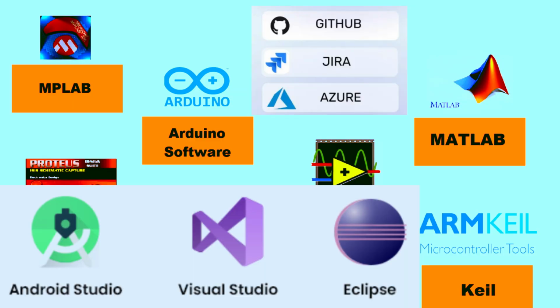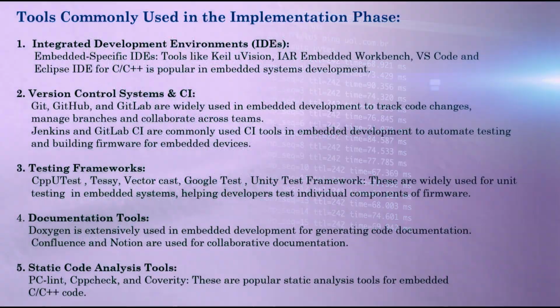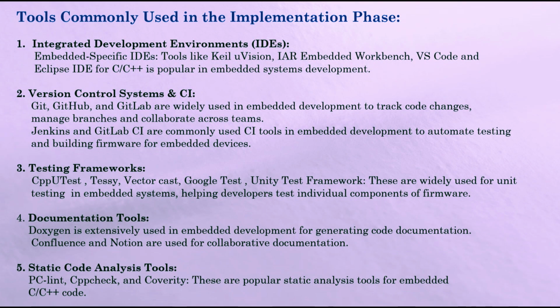Here are major tools used in implementation phase from the perspective of embedded development. 1. Integrated Development Environments, IDEs. Embedded specific IDEs. Tools like Keil uVision, IAR Embedded Workbench, VS Code, and Eclipse IDE for C or C++, CDT, are popular in embedded systems development. These IDEs provide features like syntax highlighting, debugging, cross-compilation, and integration with hardware debuggers.